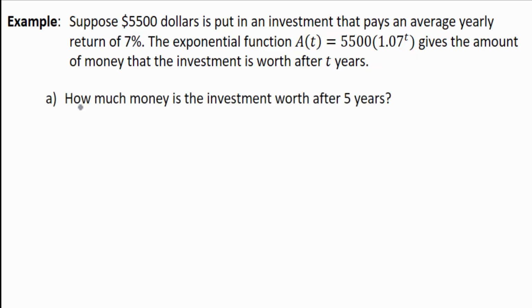Part A, how much money is the investment worth after 5 years? 5 years. Oh, that's a t value. So we're going to plug it in for t. Okay. So A(5) equals $5,500 times 1.07 to the 5 power.